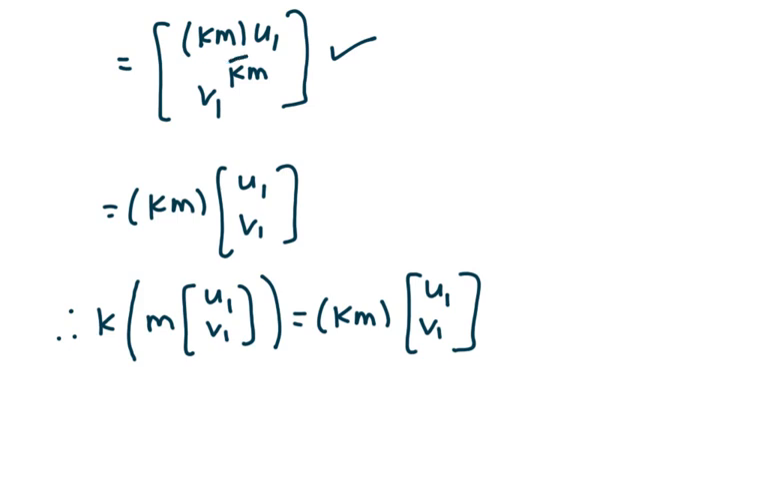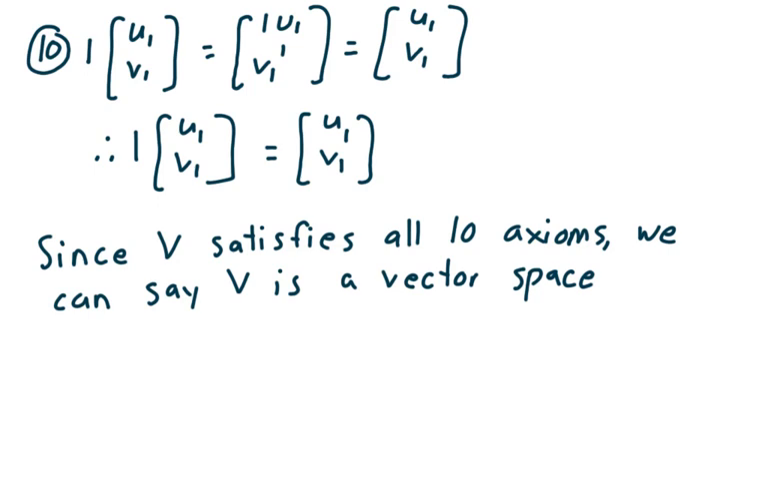And then I can pull that km out in front and say that this is km times the column vector u1, v1. And so k times, and then in parentheses, m times the column vector u1, v1 is km times the column vector u1, v1. Last axiom. 1 times the column vector u1, v1 is equal to 1u1, v1 to the first, which is the column vector u1, v1. And so therefore 1 times the column vector u1, v1 is the same as the column vector u1, v1.